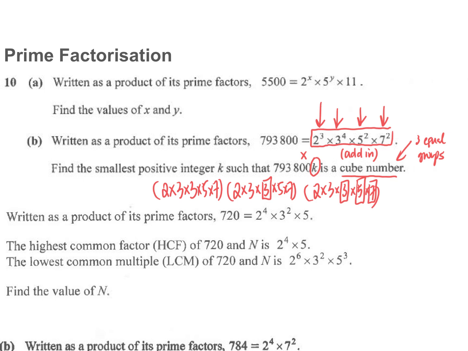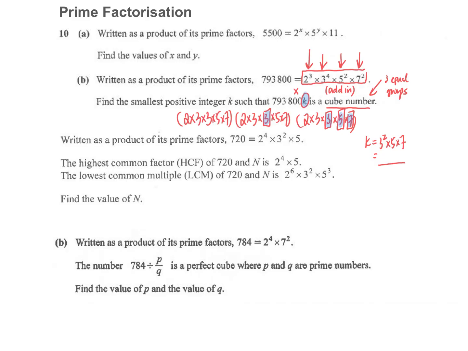So K is the number I've added in to ensure I have 3 equal groups. So K is these few numbers. So K would be your 3 square times 5 times 7. Then you go and press calculator. So that is what it means. When they multiply, they are asking you to add in numbers.